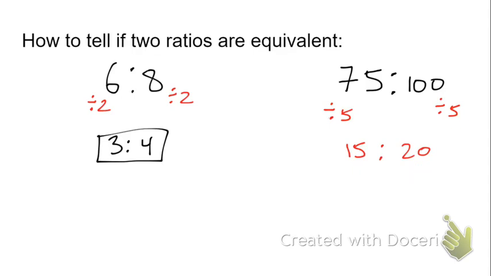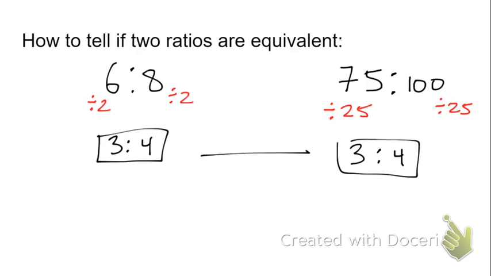So let's go back. Let's try to think about what's the biggest number that goes into 75 and 100. You guys remember counting by 25s? 25, 50, 75, 100, right? So here, 75 divided by 25 is 3. Let me change that to 3. And 100 divided by 25 is 4.